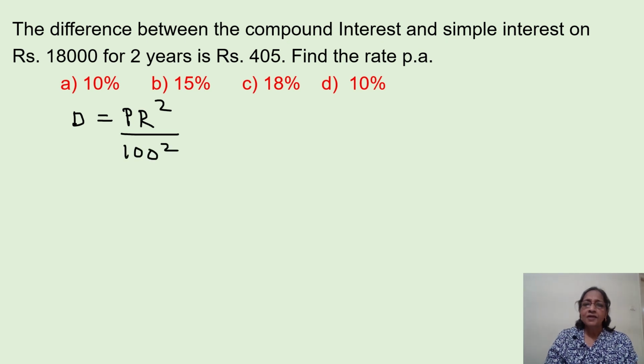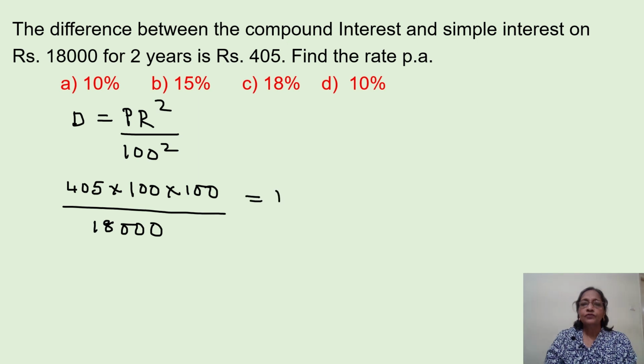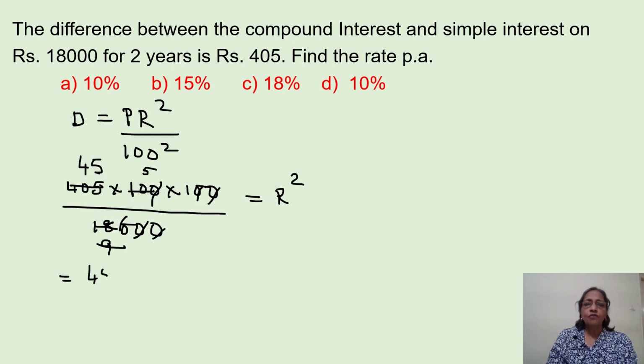All right, difference is 405. 100 squared would be 100 into 100, and principal is given as 18,000. We need to find R. This is R square. So 1, 2, 3, 2, 3 cancels. This will go 2 5s are 10, 2 9s are 18, 9 4s are 36, 9 5s are 45. So what you get here is 45 into 5, which is R square.